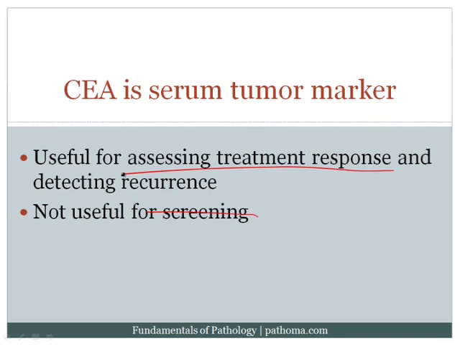If the patient has an elevated CEA at the time of diagnosis, you would look for the CEA to decrease after response. And also, if the patient had an elevated CEA at the time of diagnosis and is then treated and then comes back with signs and symptoms that are worrisome for recurrence, you could use it to detect recurrence. So these are the two benefits of CEA. And with that, we close off our GI pathology chapter.